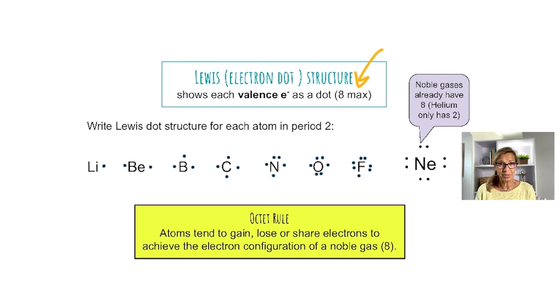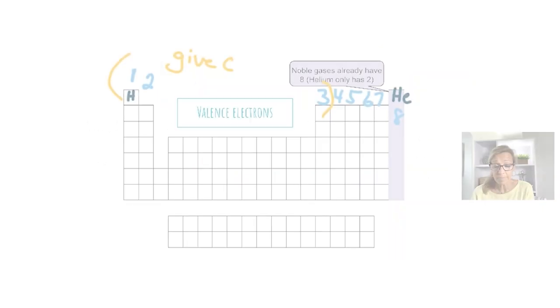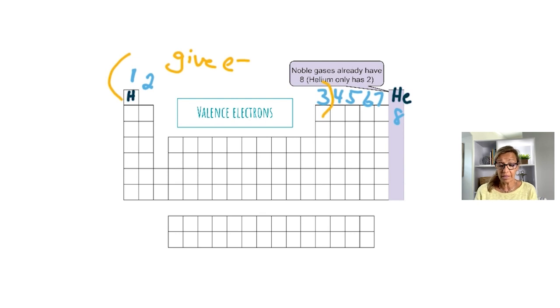The magic number is 8. These are Lewis dot structures. They're going to give away those valence electrons. Very low ionization energy. Here, take my electrons.